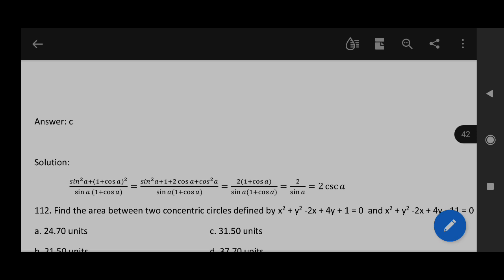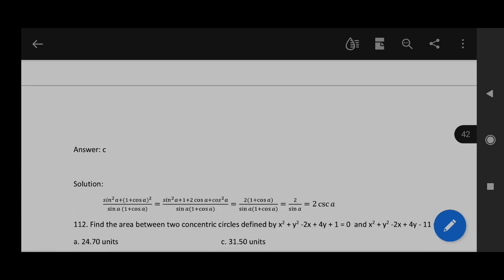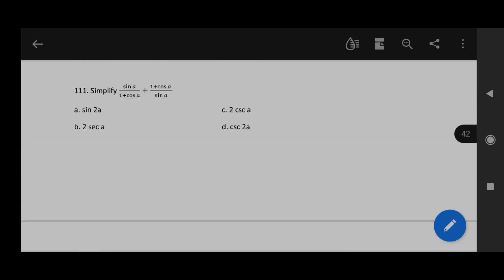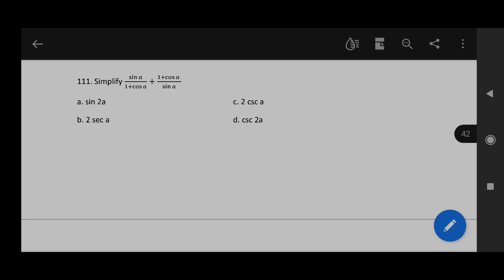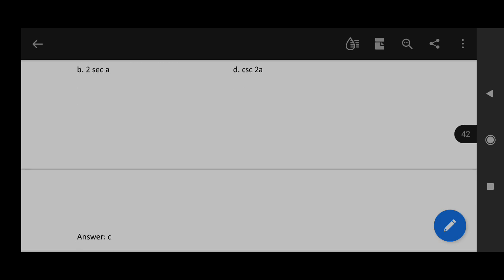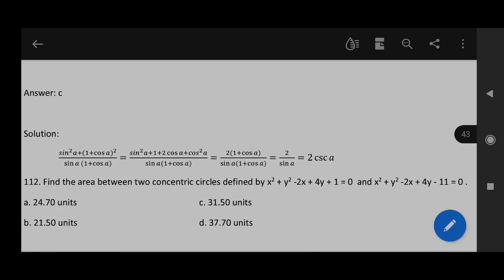Tapos, yung 1 over sin A mo is cosecant A. Kaya, ma-multiply sa 2, magiging 2 cosecant A. So, sagot dyan ay letter C. Kung nakita mo yung tanong na yun sa board exam, sagot dyan ay letter C, 2 cosecant A. And here's the solution.